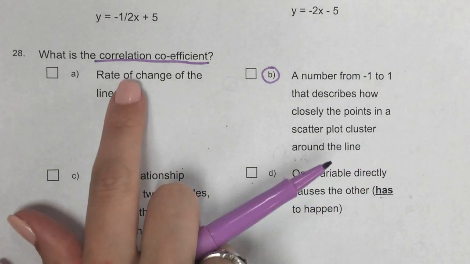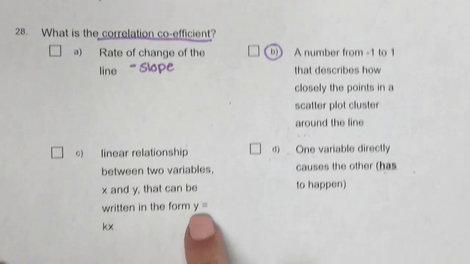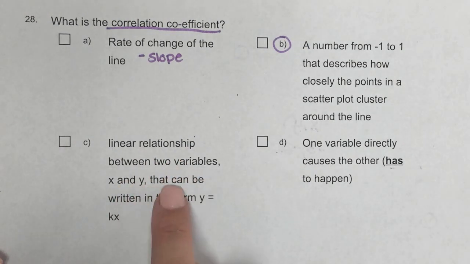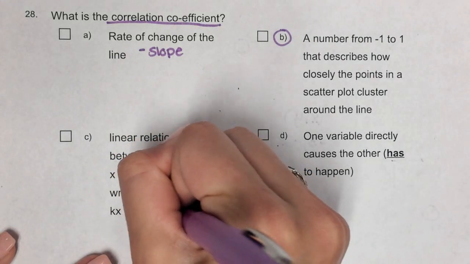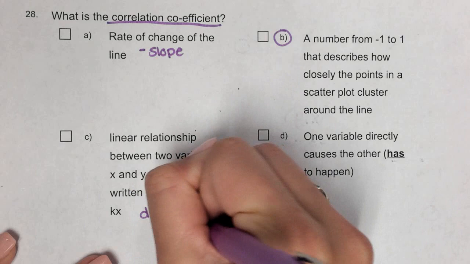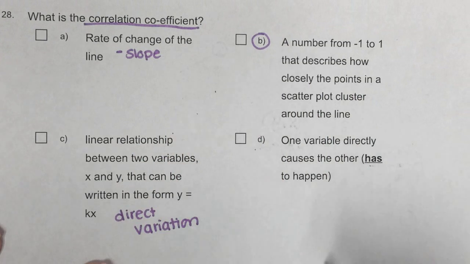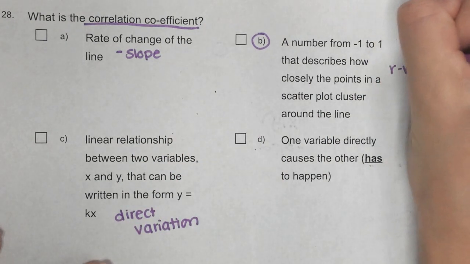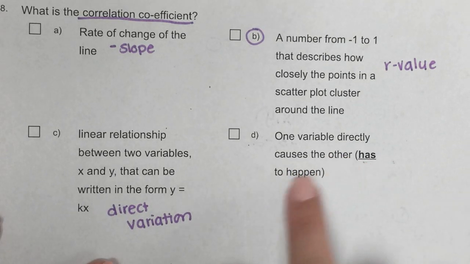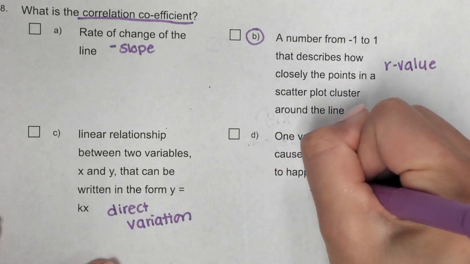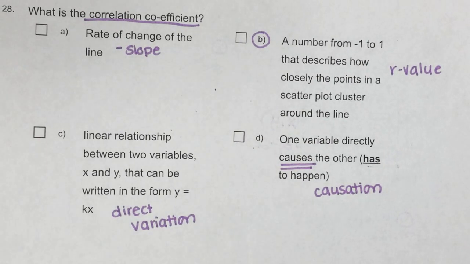Let's see if we can figure out what these are. The rate of change of a line. That's another name for slope. A linear relationship between two variables x and y that can be written in the form y equals kx. This is direct variation, or proportional. We already said that the number from -1 to +1 is our correlation coefficient, or our R value. Those mean the same thing. One variable directly causes the other. It has to happen. This is your causation. Anytime you see that word cause, it's a causation.